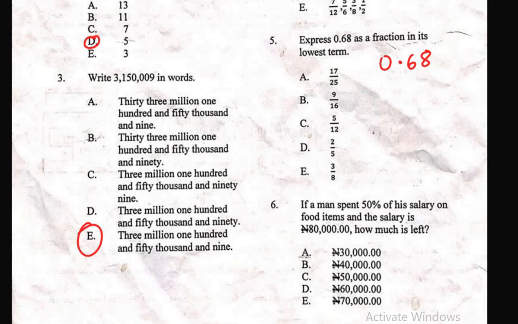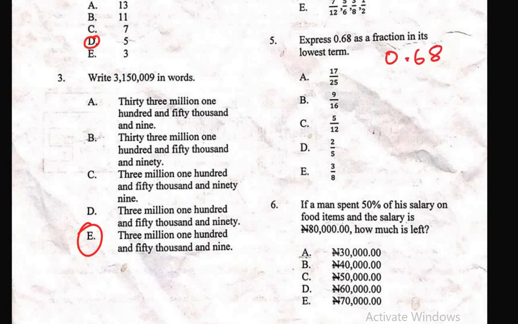To change to fraction from this, the 6 is tenths, the 8 is hundredths. So you just divide 68 by 100. 100 means divide by 100. Or we can also look at it this way.